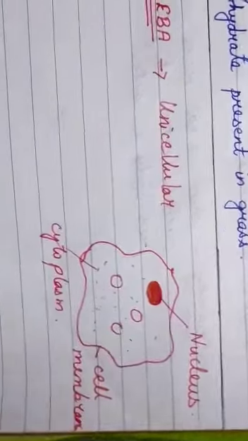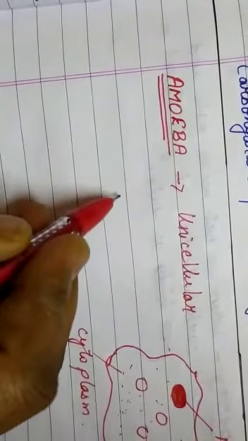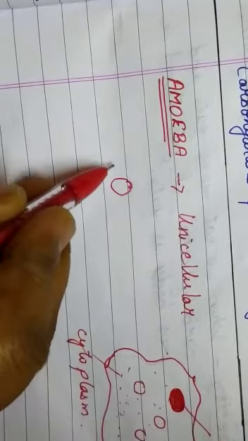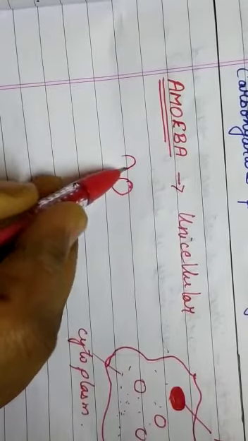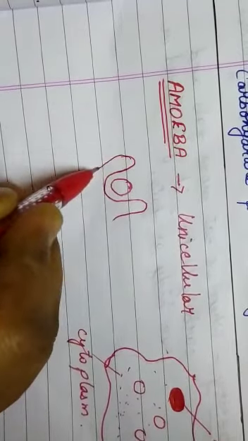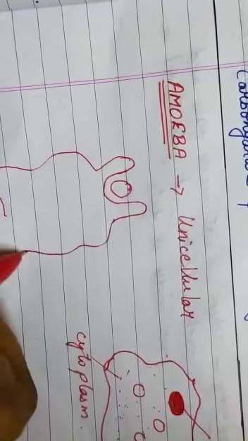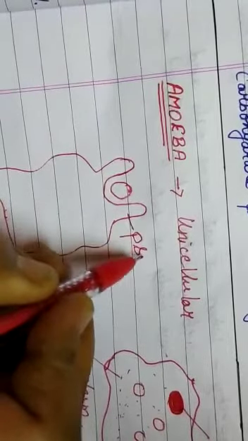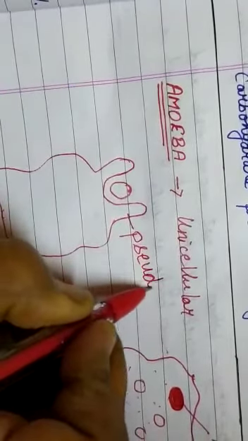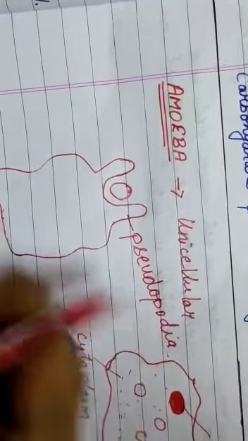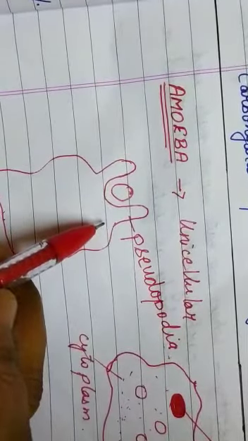Now, what does this amoeba do? You can see, whenever the amoeba sees a food particle, for example, this is a food particle. So, what happens? From any part of the body, it will extend a finger-like projection. A finger-like projection, and this is called the pseudopodia. P is silent. It is called pseudopodia.